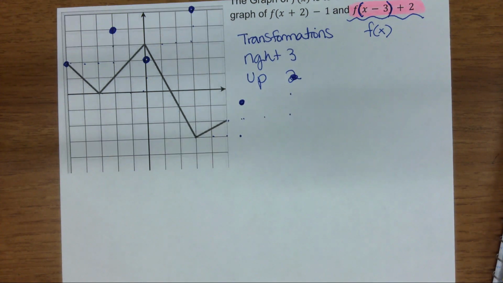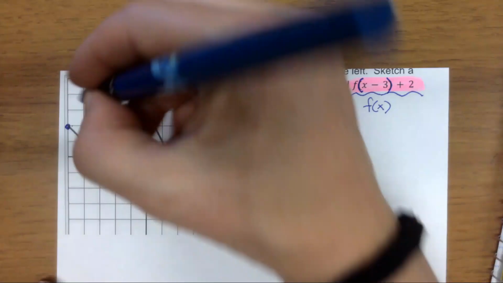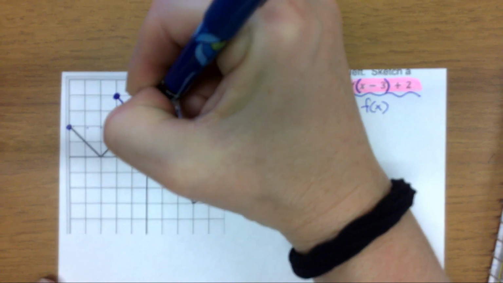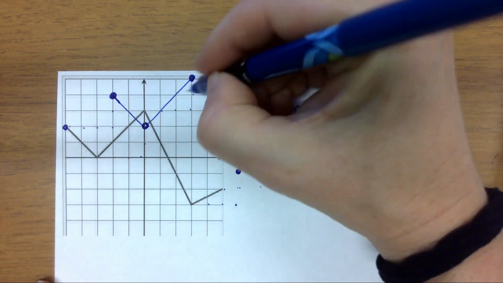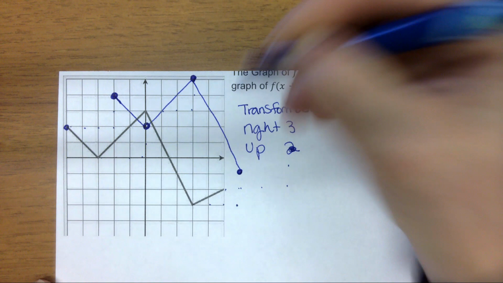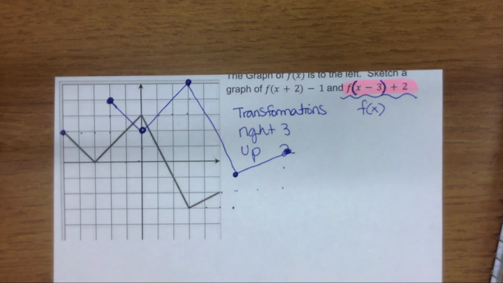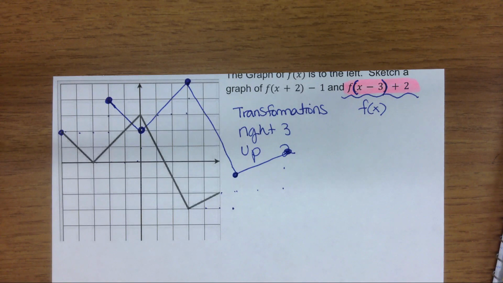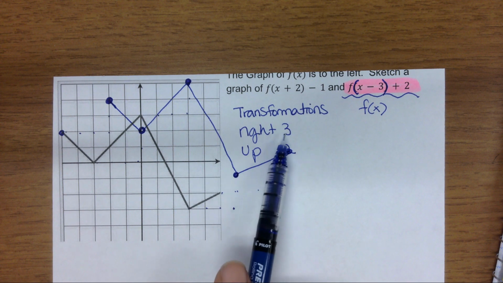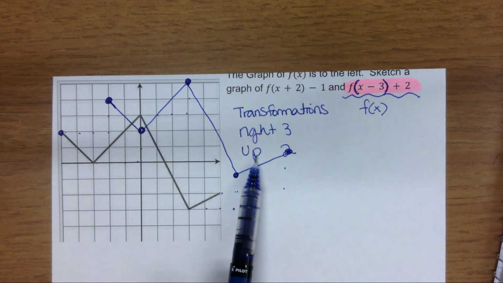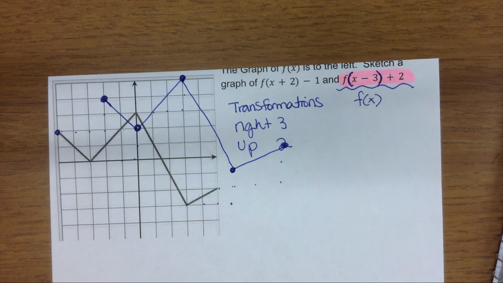All right, now let's connect them from left to right. So we go down, we go up, we go down, we go up. And if I gave you the actual ordered pairs, you would just add 3 to the x coordinate and add 2 to the y coordinate. That's all you're doing. Make sense?